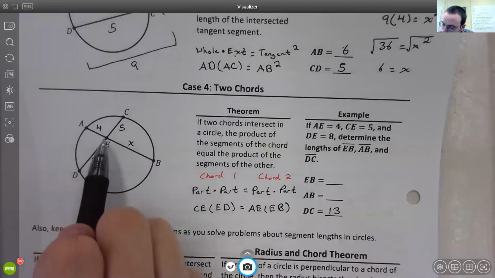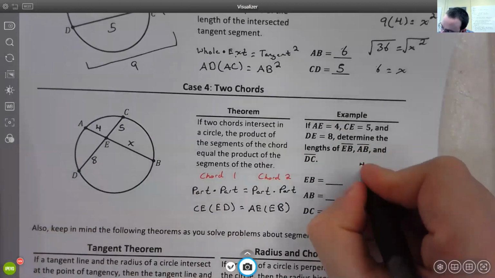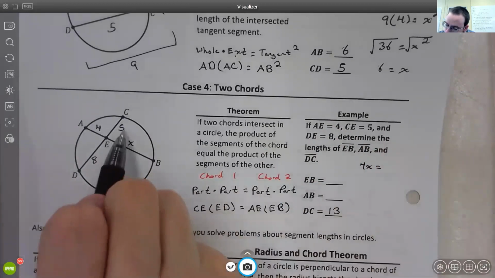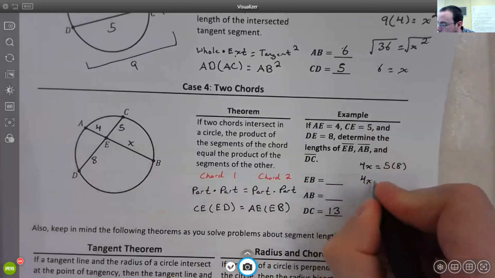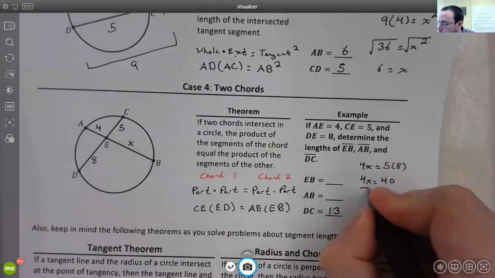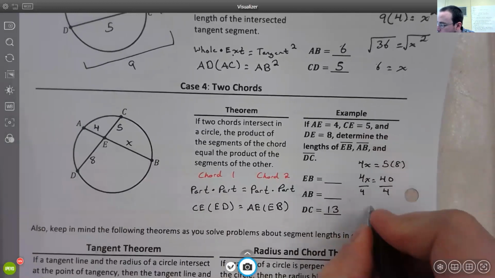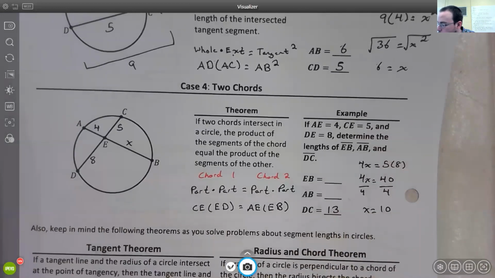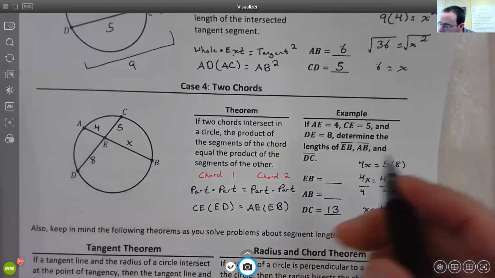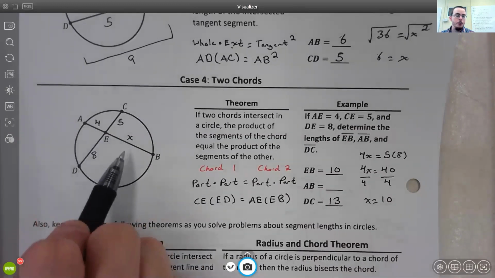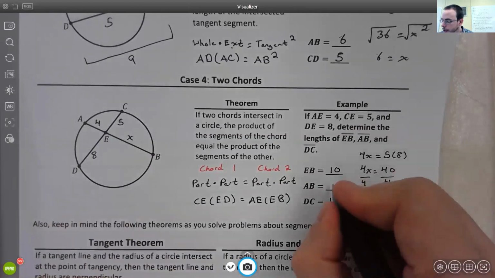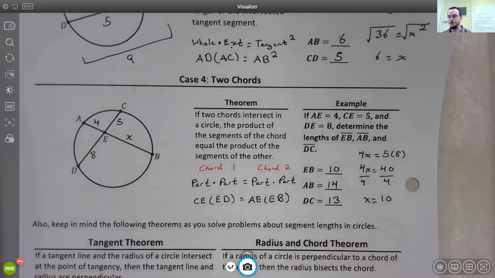So the two parts of the chord for AB, 4 times x, is going to be equal to 5 times 8. 4x is equal to 40. Divide both sides by 4, and we get that x is equal to 10. So the length of EB is 10. And that means that the length of AB would be 4 plus 10, which is 14.